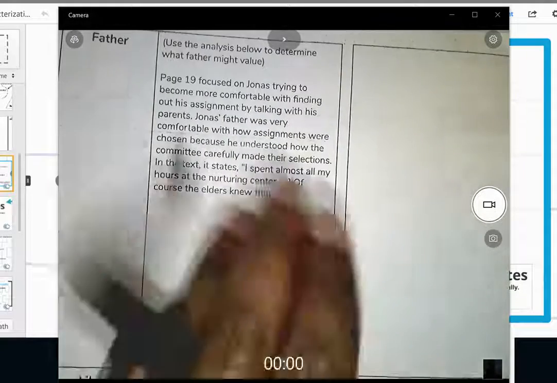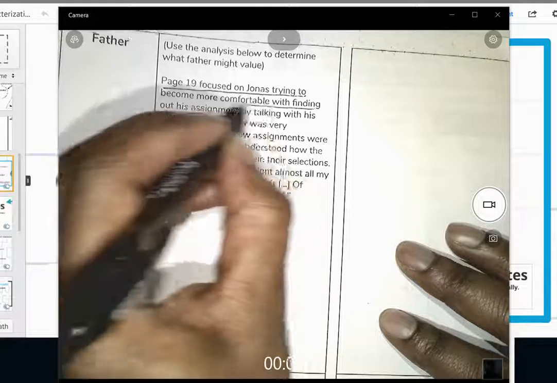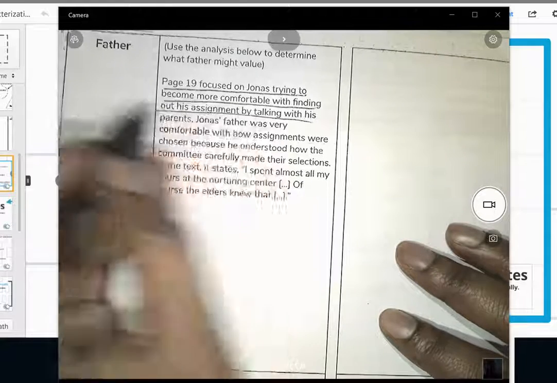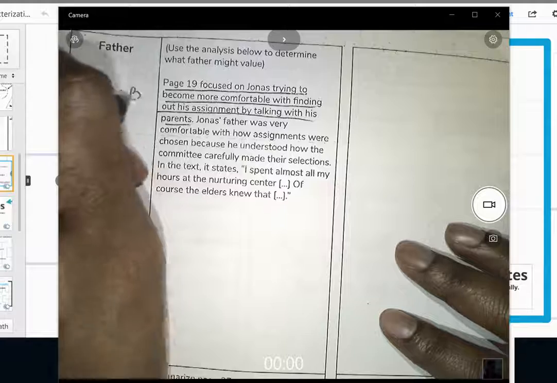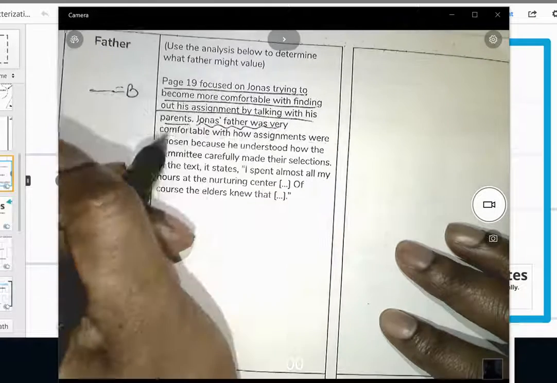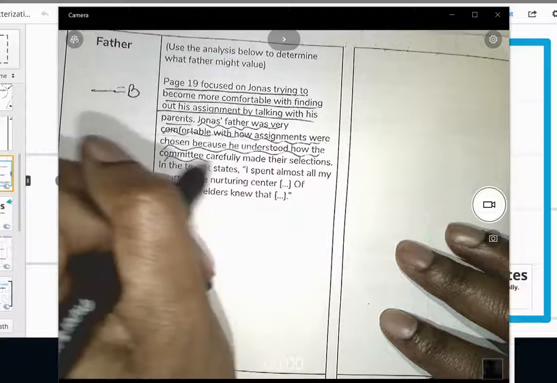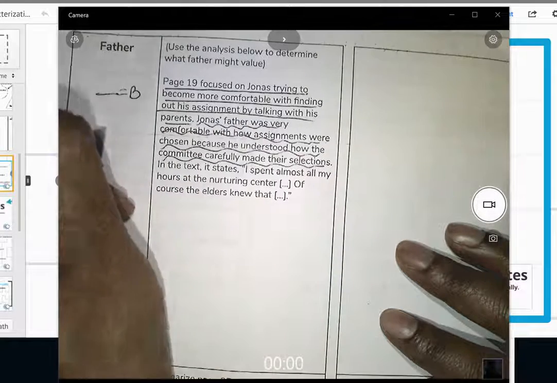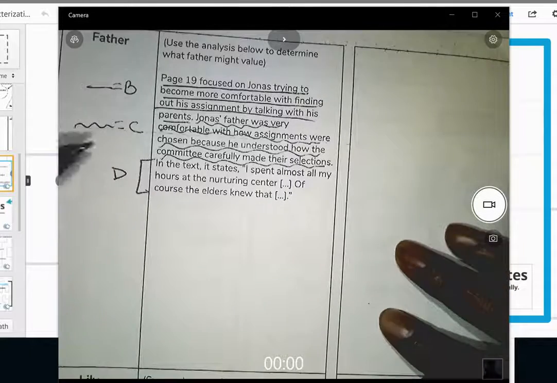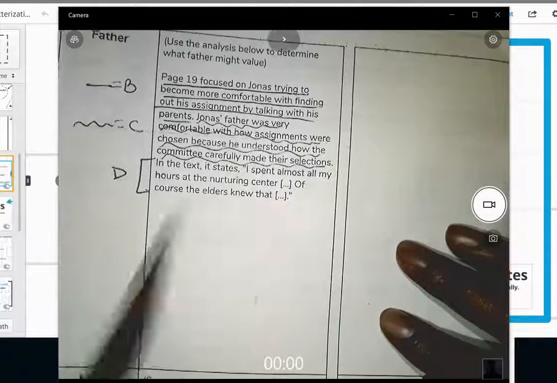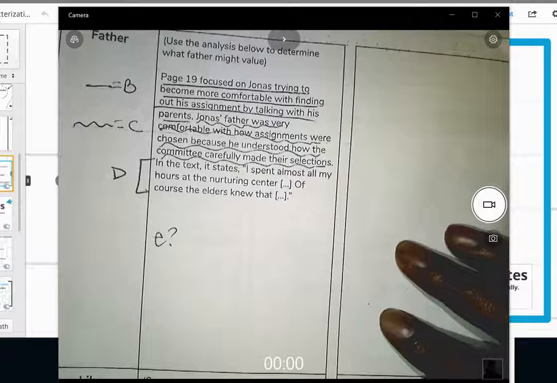So understand I already gave you here, all of this is B, so underline equals B. Wavy line, all the way to selection, wavy line equals C, and then this bracket here, that is D. So I gave you B, C, and D. Your job is to give me E. I want to know, what does father value?